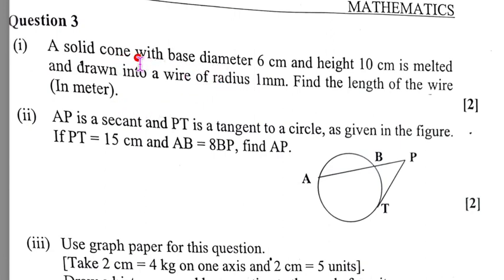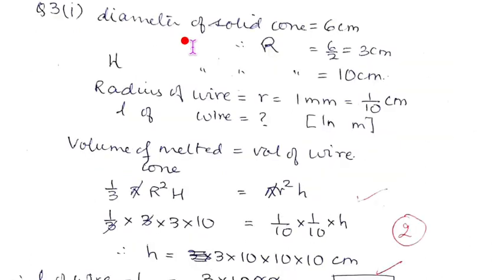So we have a cone which is converted into a wire, and the dimensions are diameter is 6, so radius of the cone will be 3 centimeter. And height is 10 centimeter, wire radius is 1 mm. So we'll write these details. Diameter of the solid cone is 6 centimeter, so radius become 6 upon 2, that is 3 centimeter. Height of it is 10 centimeter. Radius of the wire is 1 mm, which is 1/10 of a centimeter.